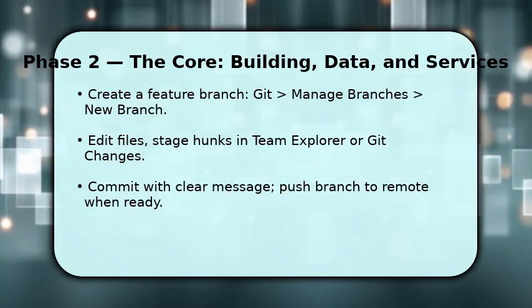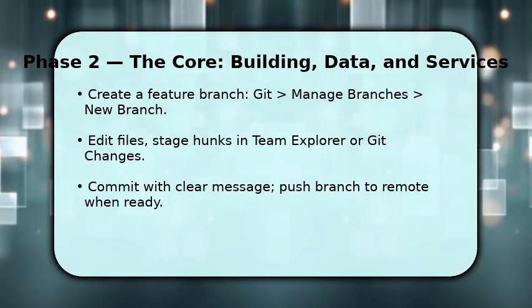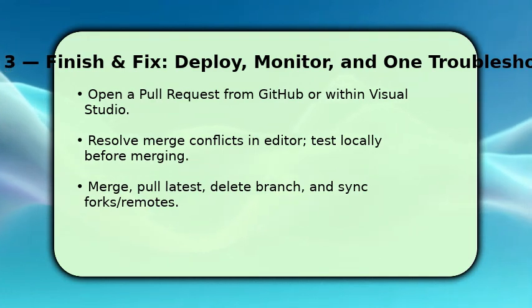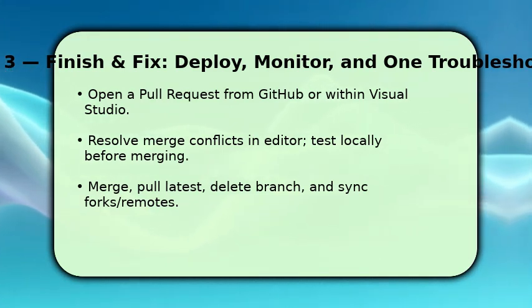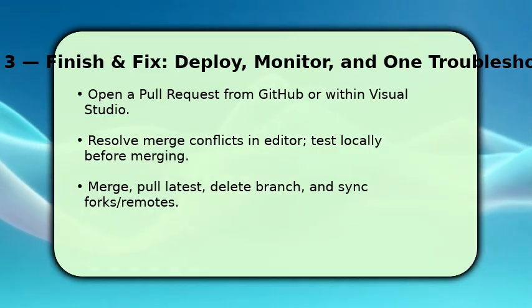You're finishing. Open a pull request on GitHub or use Visual Studio's PR integration to compare branches, add reviewers, and describe changes. Once reviewers request edits or conflicts appear, pull the target branch, resolve conflicts in the editor, and run tests locally to confirm behavior.